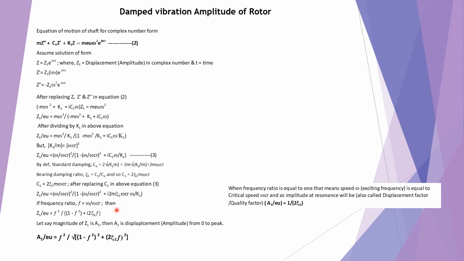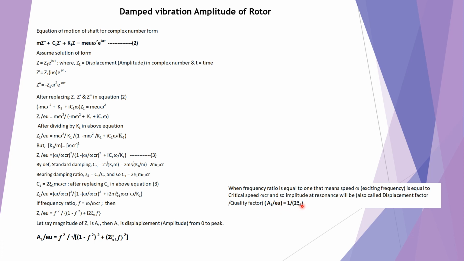So let's say the magnitude of z1 is A1, and A1 is the displacement or magnitude from 0 to peak. So we can write A1 upon eu is equal to F square upon square root of bracket start 1 minus F square bracket close square plus bracket start 2 zeta 1 F bracket close square. So this is the expression of damped vibration of rotor.